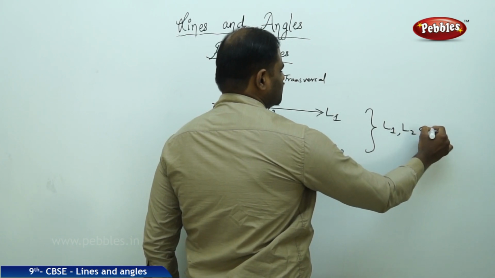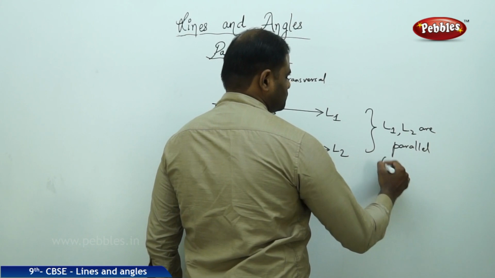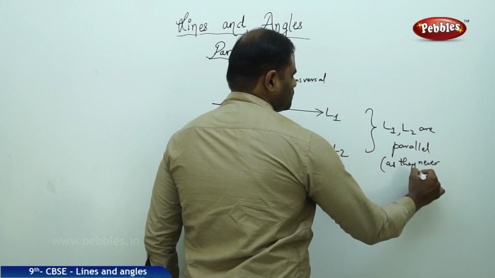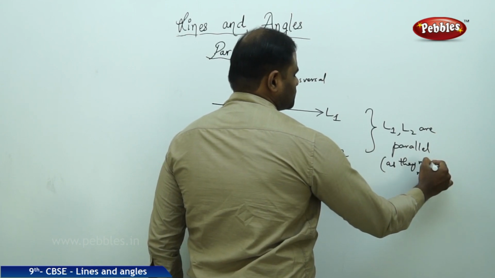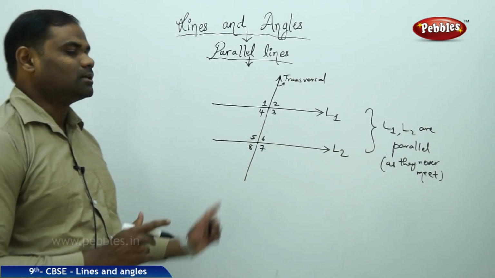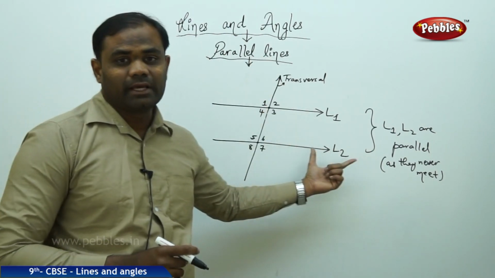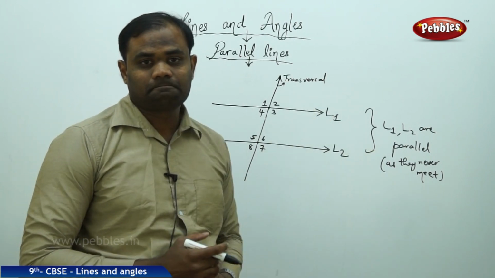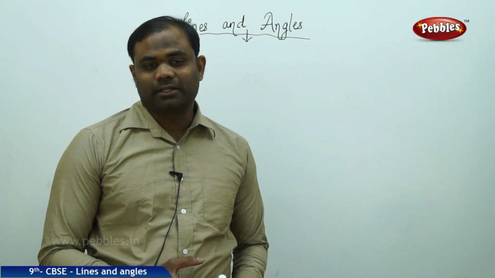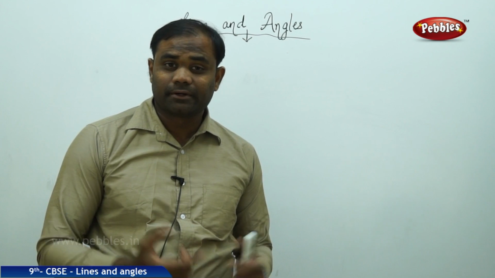L1, L2 are parallel as they never meet. Because they never meet, they are parallel. And let's see how the properties are related with the parallel lines with the transversal. So let's see the interior angles in the parallel lines. To start with, the first property related with interior angles.